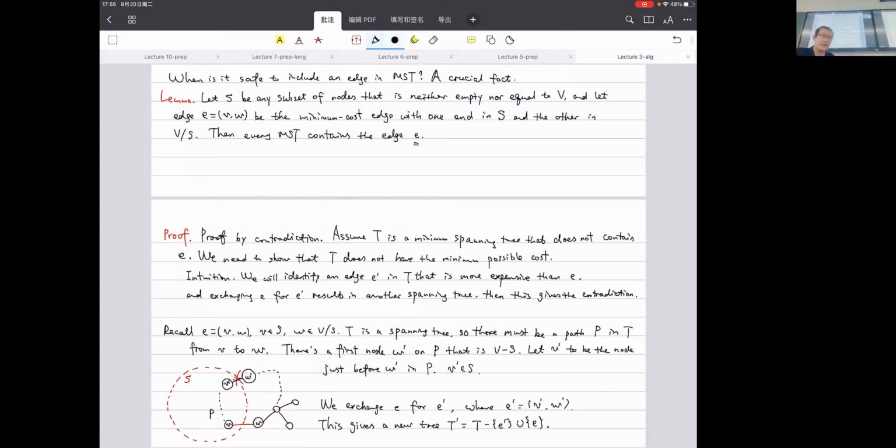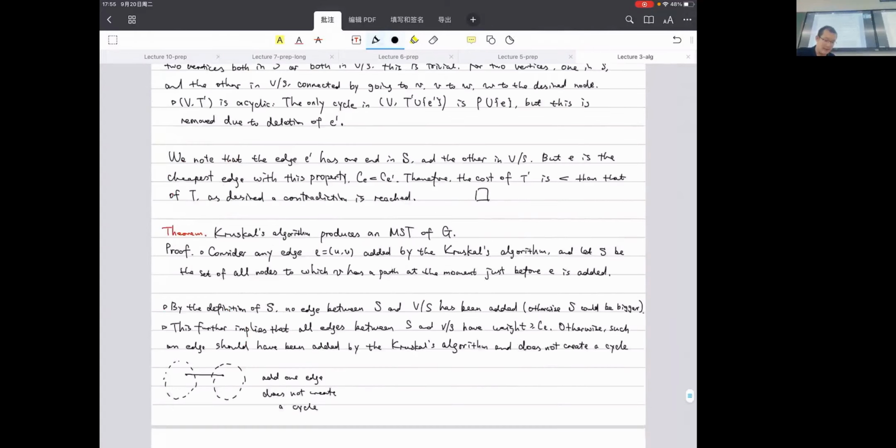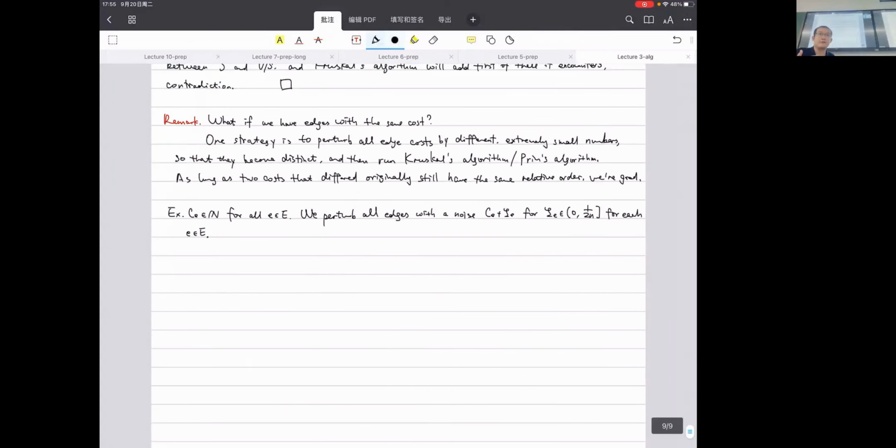But here, in the specific argument about this lemma, if the weights of E prime and E are the same, you cannot easily say that every MST is going to contain the edge E. So this is a tricky part, and that's why I'm saying we probably need to add a perturbation to solve this issue.